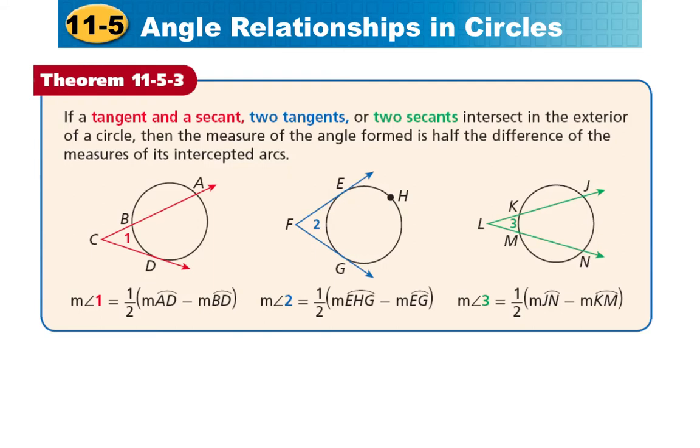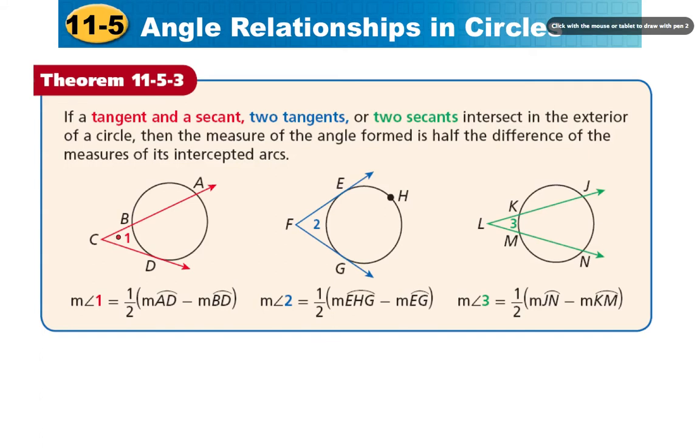Next theorem. This looks a little bit scary, but it's actually pretty easy. In this case, like this is the first case, you have a secant and a tangent. Second case, you have two tangents, and the third case, you have two secants. But pretty much it is the same formula for all three cases.